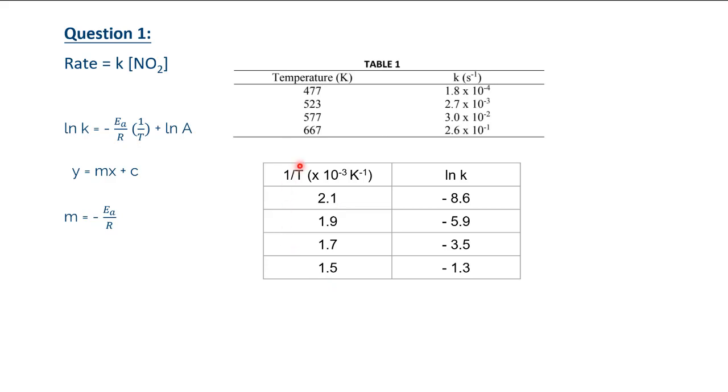So when you're calculating, you will see 1 over T, 1 over 477 for example, you get the value around 2.1 times 10 to the power of negative 3. And similarly for the rest of them. So I just put this 10 to the power of negative 3 together with the units. It makes it easier when you want to plot the graph, easier for you to find the scale. So please try to plot the graph using the information here.